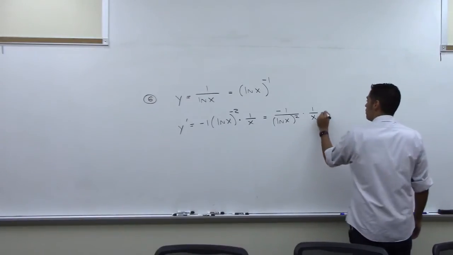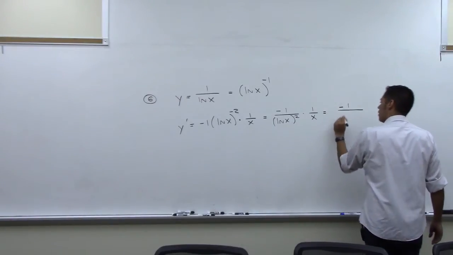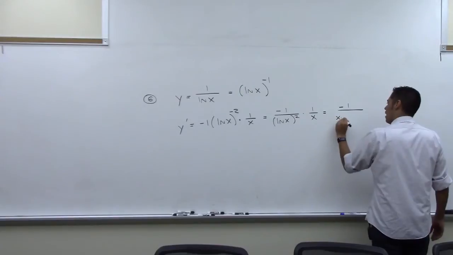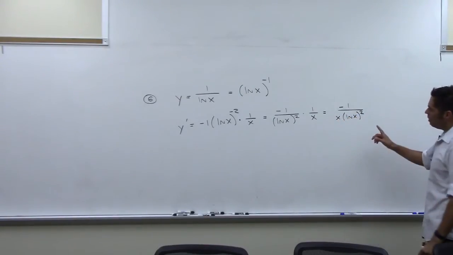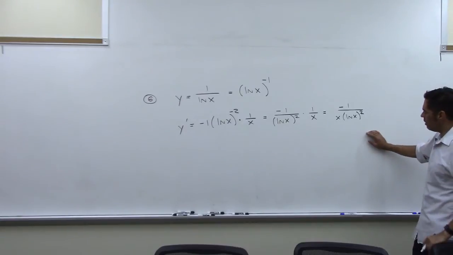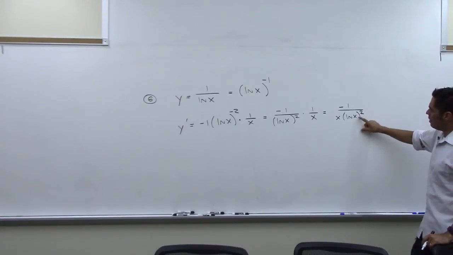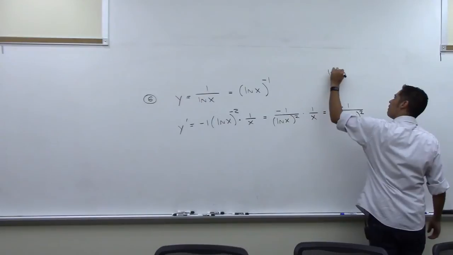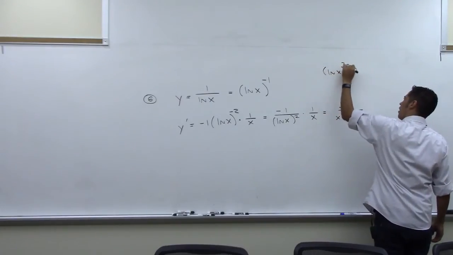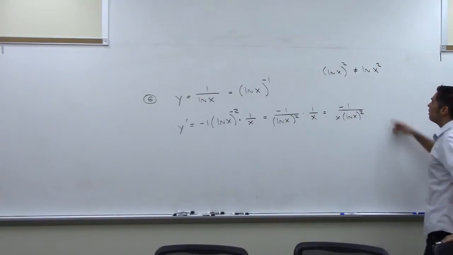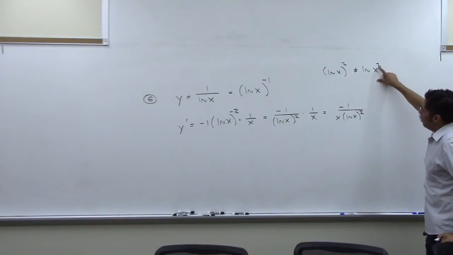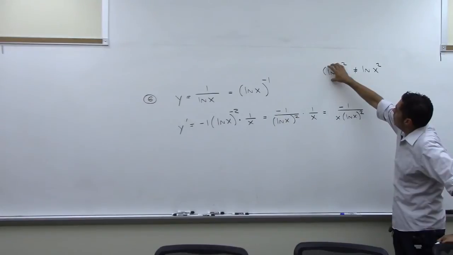And I'll do one more step, negative 1 over, I'm going to put the x in front of this, x, and then the entire quantity natural log of x squared. Now I want you to be mindful of this. This right here, natural log of x, that whole thing squared, is not the same as natural log of x squared. Here, the squaring is occurring on the x. Here, the squaring is occurring on the entire function.